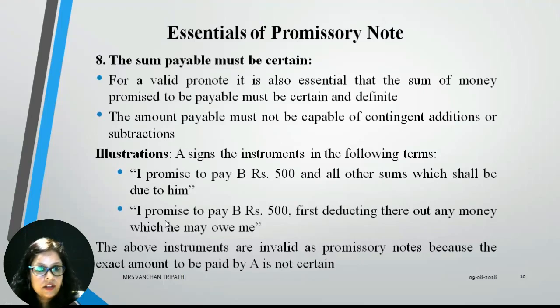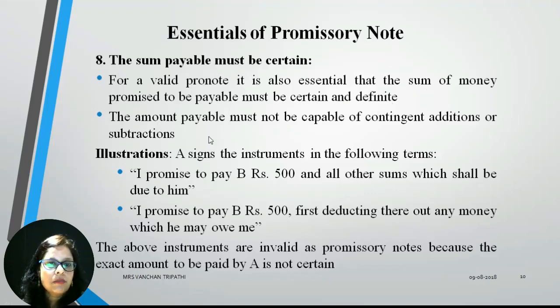This is the next essential, the eighth point: the sum payable must be certain. Whatever amount you are making the promise to pay to the payee, the amount should be fixed, or certain. For a valid promissory note, it is essential that the sum of money promised to be payable must be certain and defined. How much money you are going to pay, that amount should be fixed and definite.